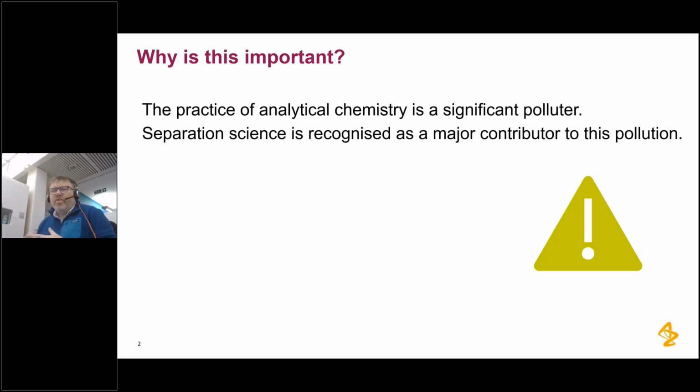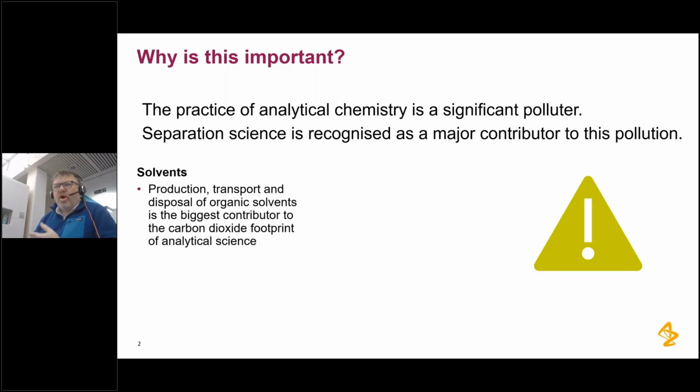Well, we've come to this point from a sustainability perspective and the impact that analytical science and analytical chemistry does have on the environment. If you look at how much analytical science contributes to environmental pollution, it is quite a major polluter, and that mainly comes from the solvents that we use. You can see here that the costs to the environment around producing solvents, transporting solvents, and how we dispose of the waste that we produce as analytical scientists is one of the biggest contributors to the carbon dioxide output from analytical science as a whole.